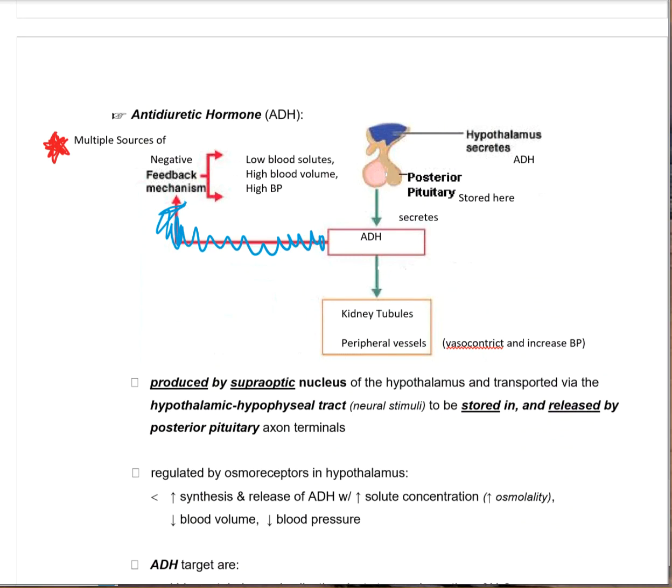All right, now our other posterior pituitary hormone is antidiuretic hormone, which is a little more complicated, but the good thing is you know a little bit about it from 232. So this won't be the first time that you've heard of antidiuretic hormone.